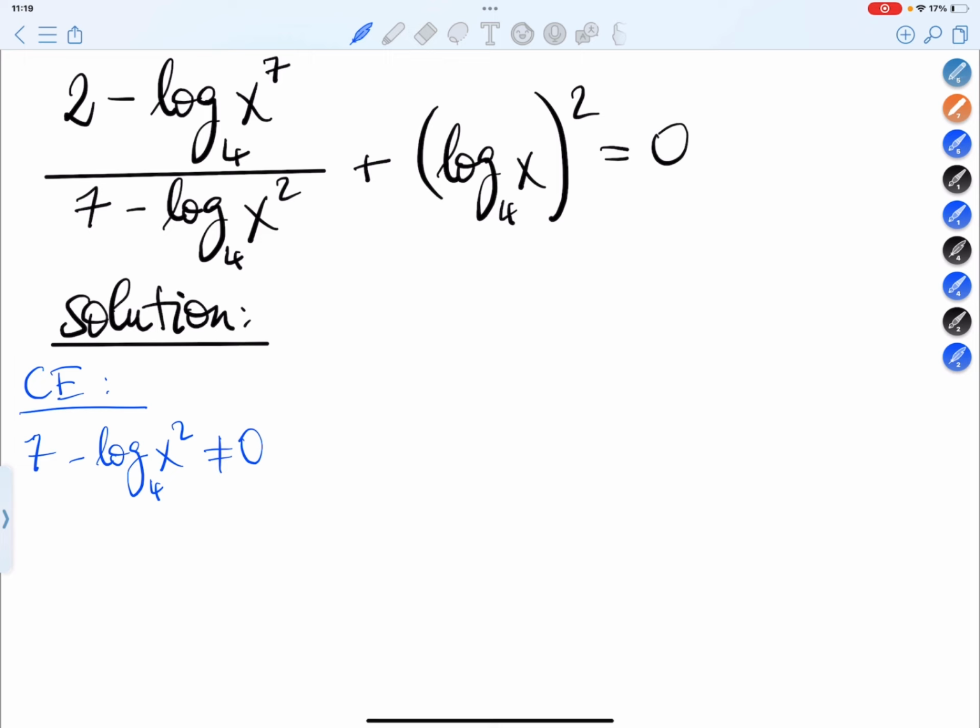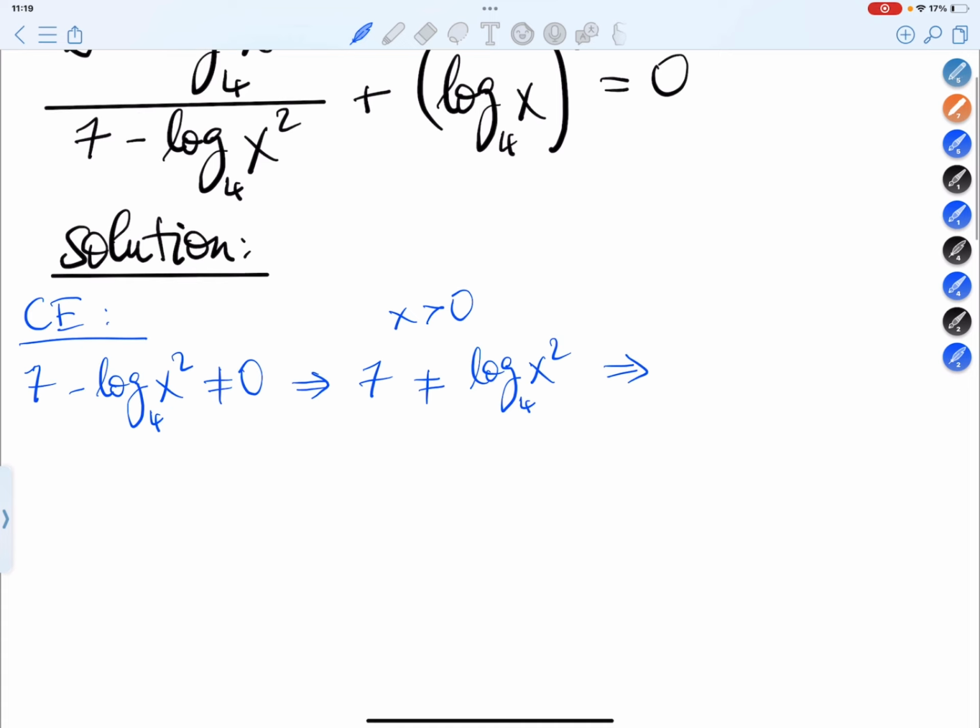Also, x must be greater than 0, right? Now 7 minus log base 4 of x squared different from 0. This implies that we can bring the log on the right hand side, so this implies that 7 must be different from log base 4 of x squared, which implies we can use the power rule to bring the 2 in front of the log, right?